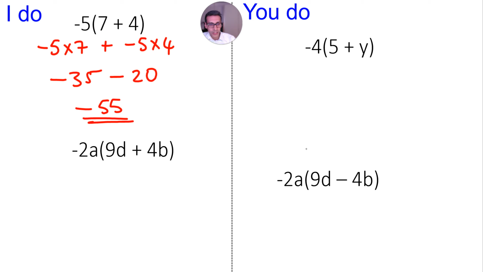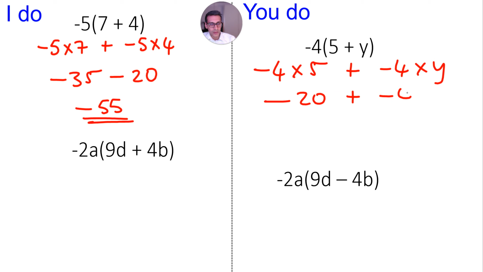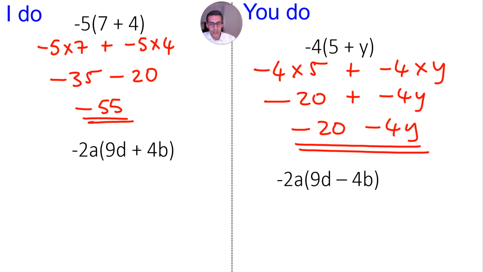Okay, so the one on the right, you are going to do negative 4 times 5 plus negative 4 times y. So this becomes negative 20 plus negative 4y, and we don't really need the plus sign in the middle, so it's just negative 20 minus 4y. That's your final answer. Okay, question on the left I'm going to do for you, and then you're going to do the one on the right.